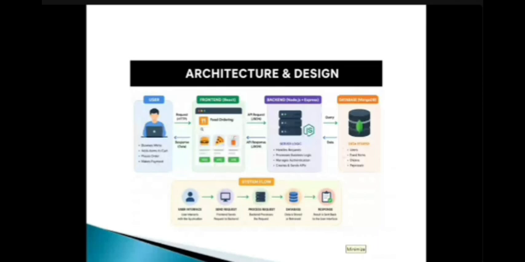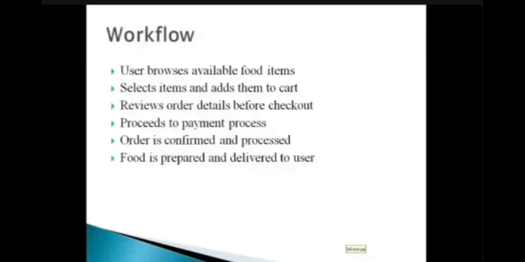The user browses available food items. Then the user selects items and adds them to the cart. After that, the user reviews the order details before proceeding. Next, the user completes the payment process. Once payment is done, the order is confirmed and processed. Finally, the food is prepared and delivered to the user. This represents the complete user journey in the system.